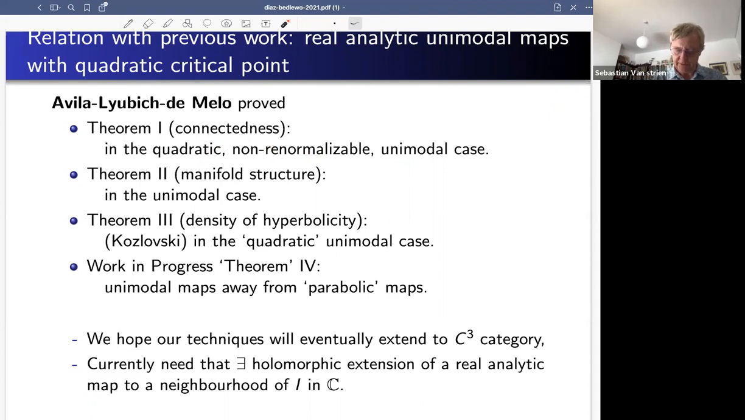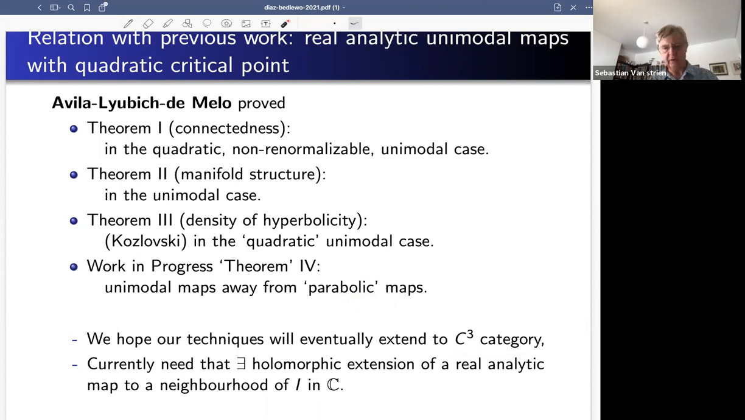The manifold structure was proved previously also by them, but only in the unimodal case. And again, we're able to remove this. And the density of hyperbolicity in families was proved by Kozlovski, but again, in the particular case of quadratic unimodal maps. And the result about this lamination was proved by the three authors away from parabolic maps. So they were able to prove something like this. And our hope is that eventually our techniques even extend to C3 maps.